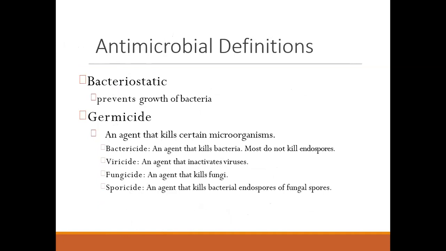Next is germicide. What is germicide? Germicide may be defined as an agent that kills certain microorganisms. Bactericide is an agent that kills bacteria. First, we know that bacteriostatic means preventing growth of bacteria, whereas bactericide means it kills the bacteria. This is the main twist. Bacteriostatic acts on growth, and bactericidal kills the bacteria. So you have to understand.